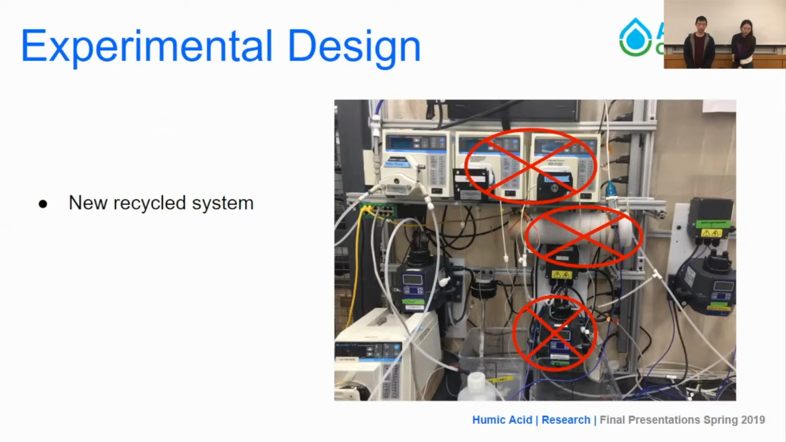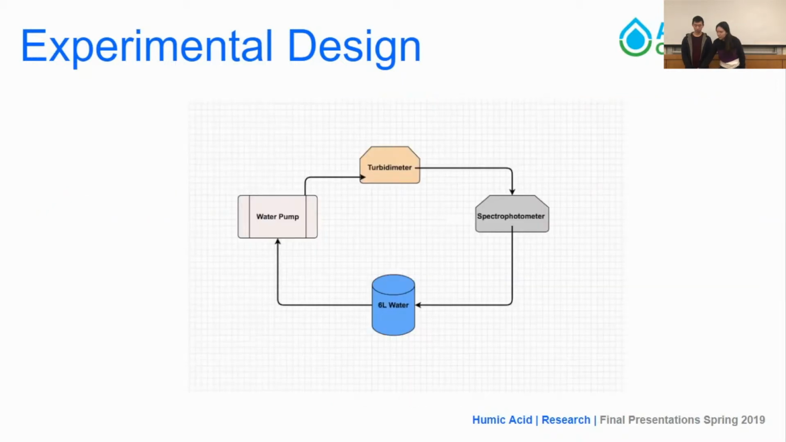So this is our new experimental design. Before, we had all the pumps and all the meters, and we were using water from the tap water system. Now we've taken out the 2 pumps at the top, and we've taken out the effluent turbidimeter. This is a schematic drawing of our new system. Basically, we have 6 liters of water in the water bucket, and then we have a water pump, and then it goes through the turbidimeter, the spectrophotometer, and back into the 6-liter water bucket.